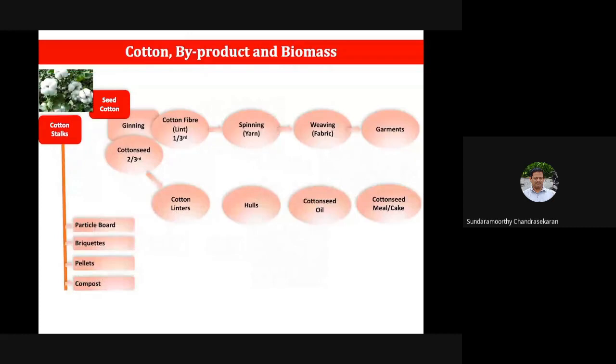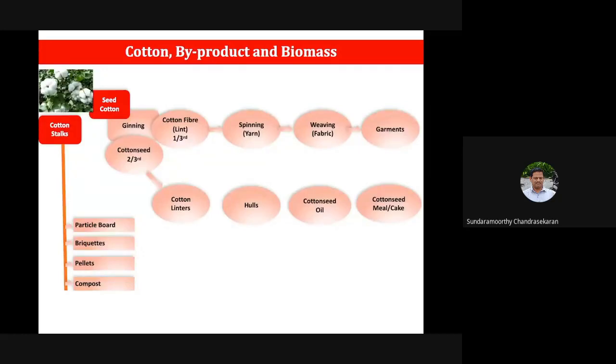Now coming to the value chain. Each of these has a value chain of its own, and the most promising one is the lint value chain. The seed cotton is ginned into cotton fiber and cotton seed, where we get almost 1/3 of lint, about 33 to 35% of the total seed cotton. After ginning, the cotton fiber is taken to spinning, where it is made into yarn, then woven into fabric, and finally made into garments. And the byproduct, the cotton seed, accounts for the bulk of the volume of total cotton production, 2/3 being cotton seed.